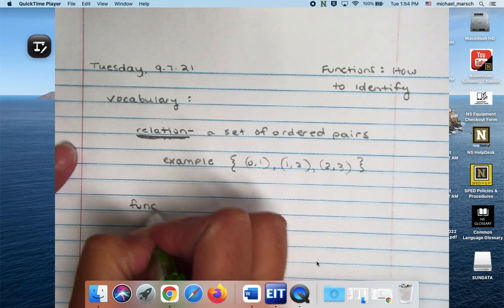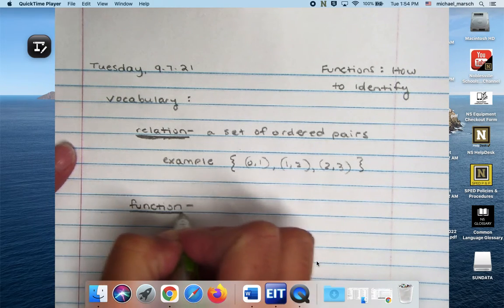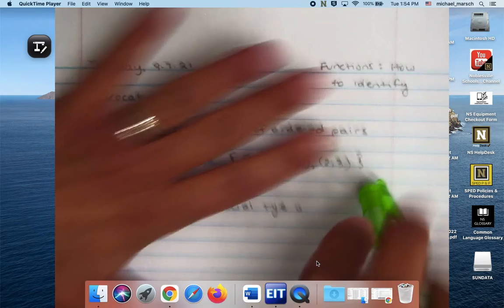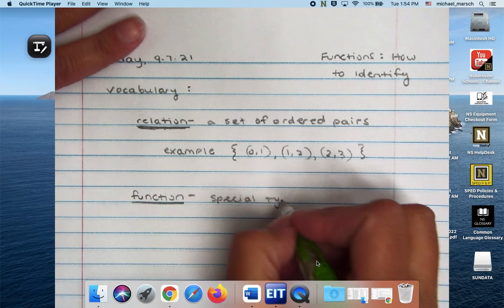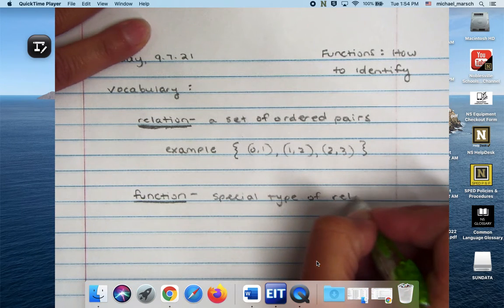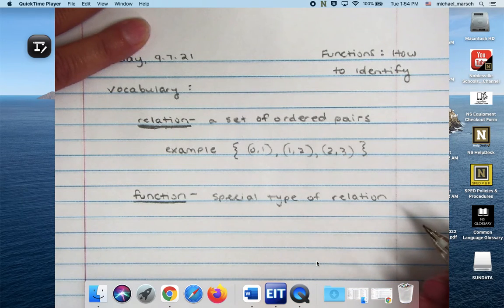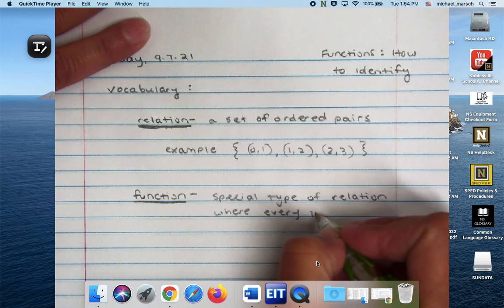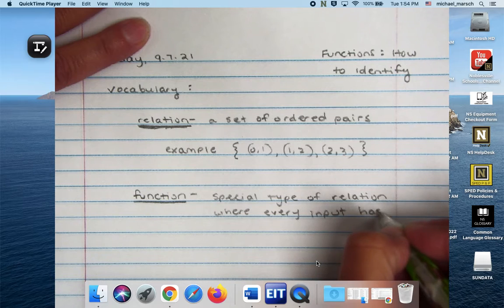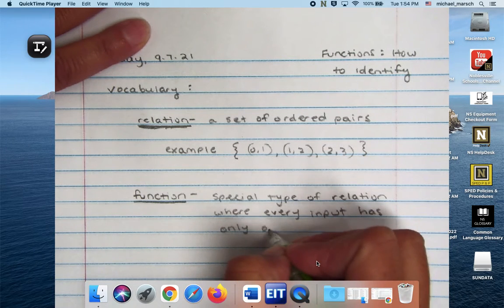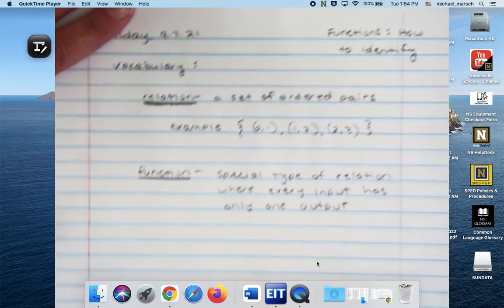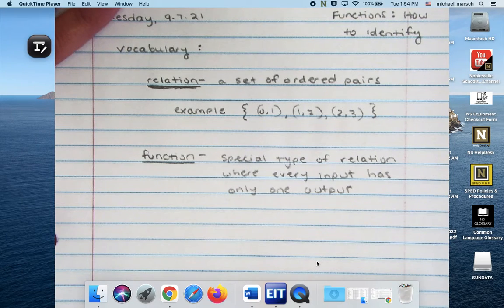And then a function is a special type of relation where every input has only one output. Hopefully the words input and output are familiar. Ish? No. Kinda?